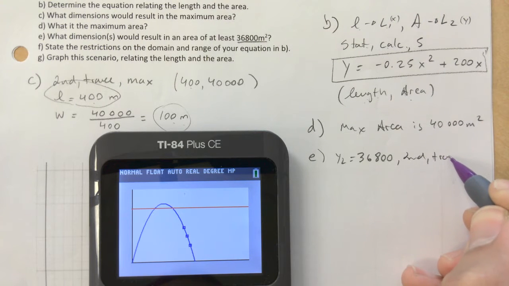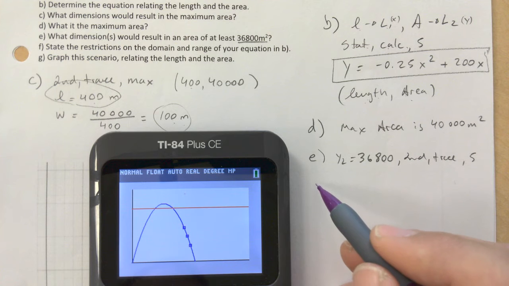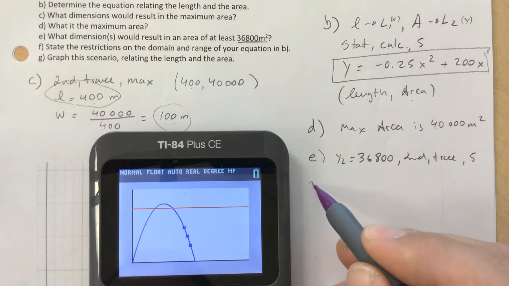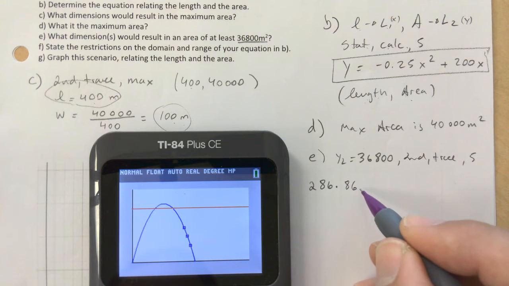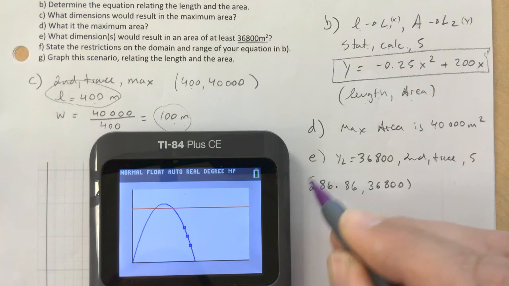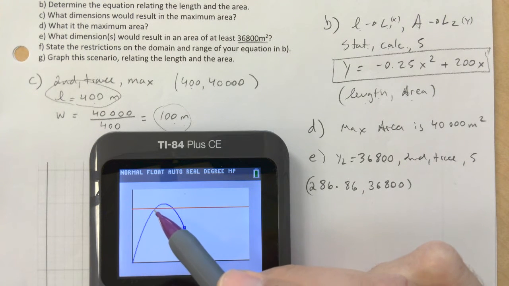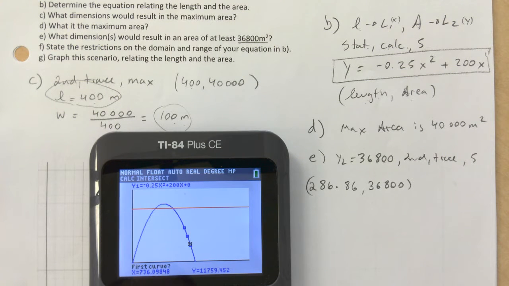Second, trace 5. That's the first order of business, right? And so I get 286.86, 36,800. That's my first coordinate, right? That's this one right here. If I were to go second trace 5, I'm just going to do that because I did it on the side and I want to make sure.